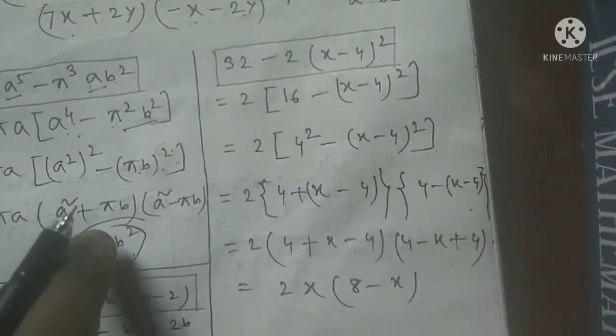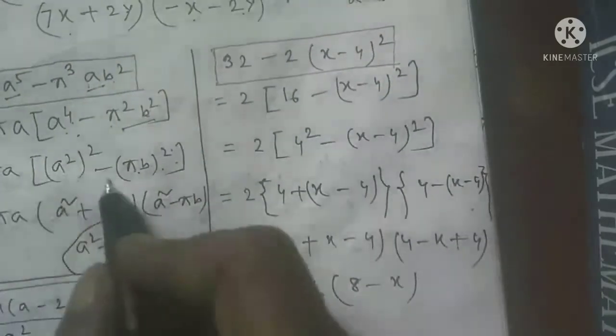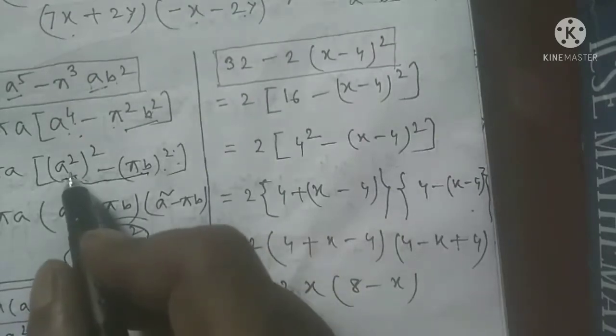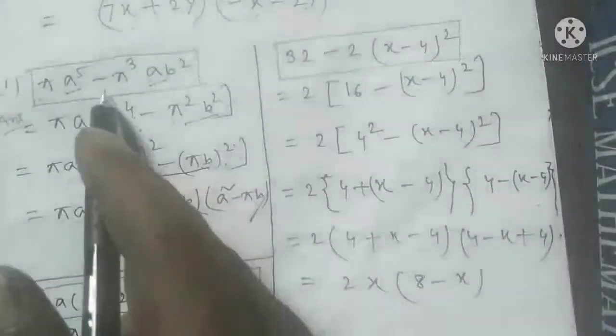A square minus b square formula is a plus b into a minus b. So first, one time you have to add a square to pi b, and one time a square minus pi b. So our answer is done. This question we have done. So this type of question you can easily solve.